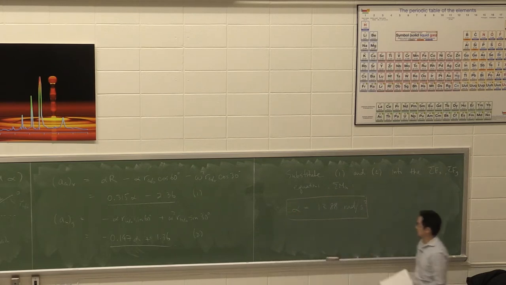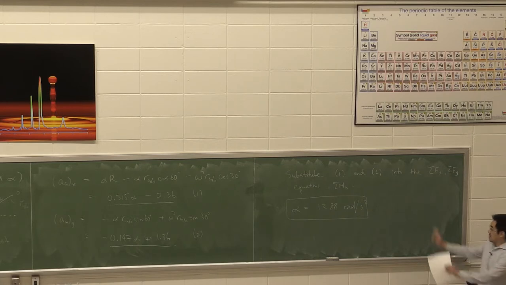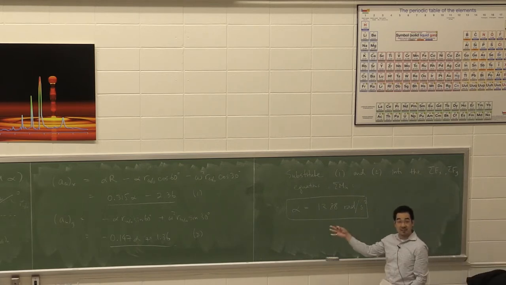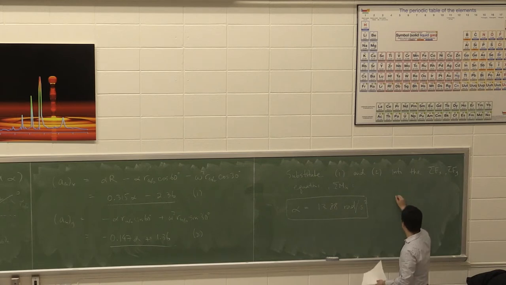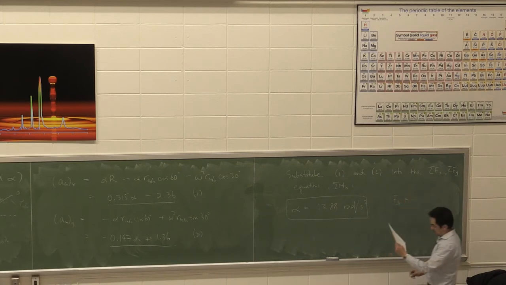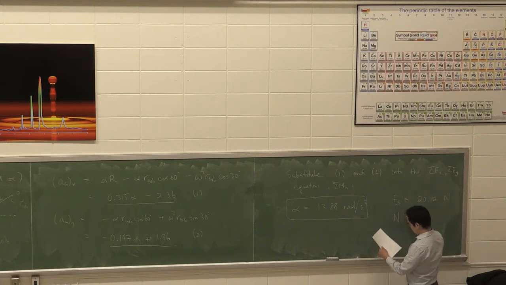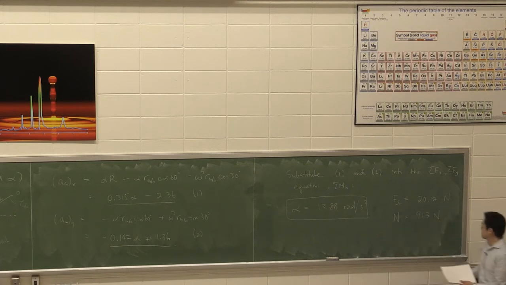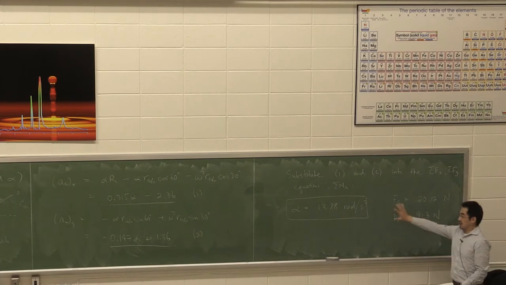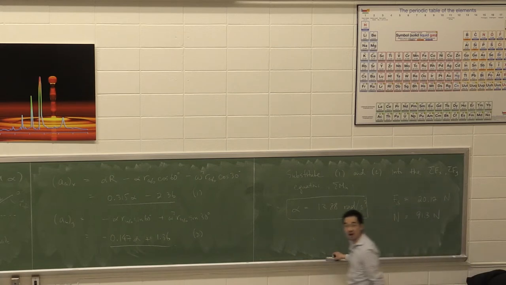Solve for alpha, and you get alpha equals 13.88 radians per second squared. Okay? So you plug it in, you get alpha, and then on top of that, if you plug it in further into the F_f and normal force, you should get the following. F_f is 20.12 newtons, and then the normal force is 91.3 newtons. Okay? This is the solution to the problem. You still have to go back and check that one condition, whether or not friction is static or not.